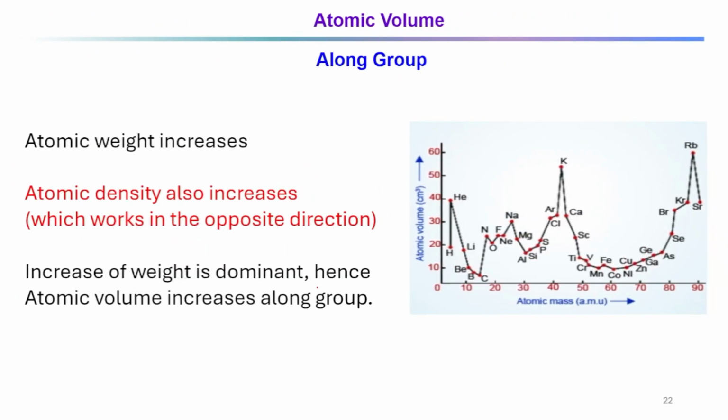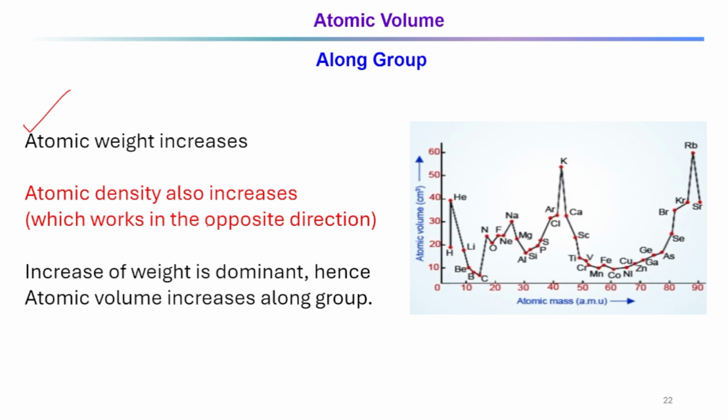Now let's see along the group. So what are the factors that are working along the group? Along the group, atomic weight increases. We are putting more and more protons and neutrons in the nucleus, so the atomic weight increases. Now atomic density also increases, which works in the opposite direction. These red ones I have written are working in the opposite direction, or are the minor factors, which are not dominant. The black ones are the dominant factors.